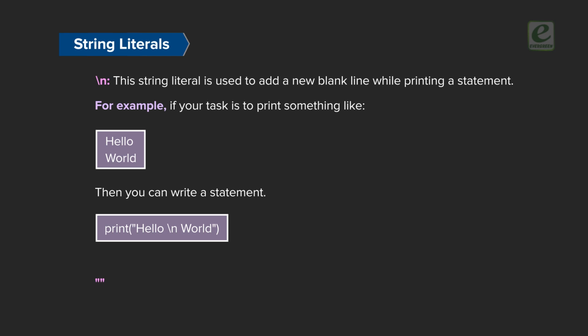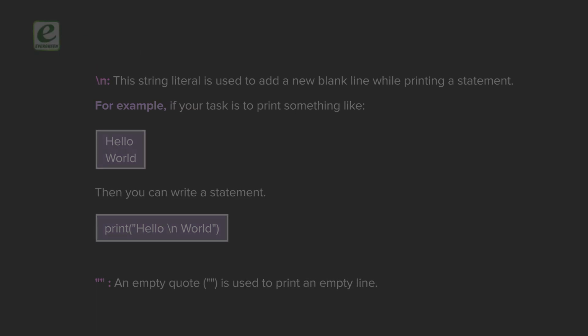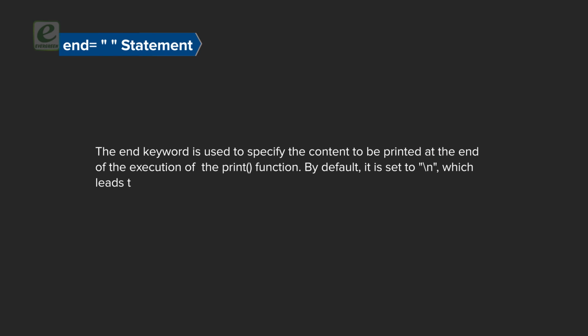Empty quote. An empty quote is used to print an empty line. End equal to statement. The end keyword is used to specify the content to be printed at the end of the execution of the print function. By default, it is set to, within inverted commas, \n, which leads to the change of line after the execution of the print statement.